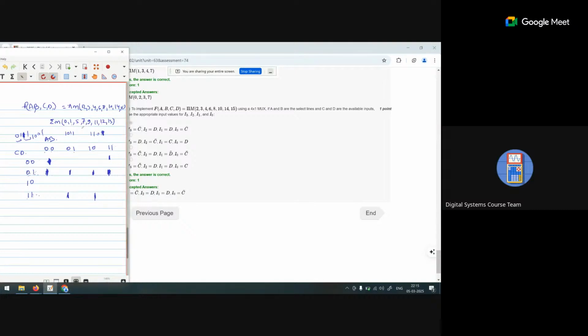Clear? Yes, sir. Now if you are talking about this one, so can I write as C bar D bar plus C bar D? C bar I am taking, so it becomes C bar.